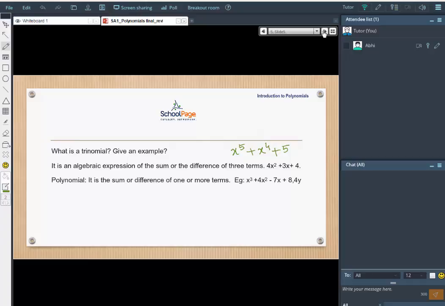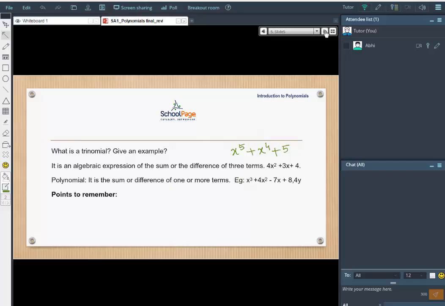So let us summarize what's a polynomial. A polynomial has got one or more terms because a monomial is also a polynomial, a binomial is also a polynomial, a trinomial is also a polynomial. So how can we define a polynomial? Can you read this? Polynomial. It has sum or difference of one or more terms. Example is x to the power of 3 plus 4x square minus 7x plus 8 plus 4y. So this is a polynomial and it contains four terms, and 4y is a monomial, but it is still called a polynomial.